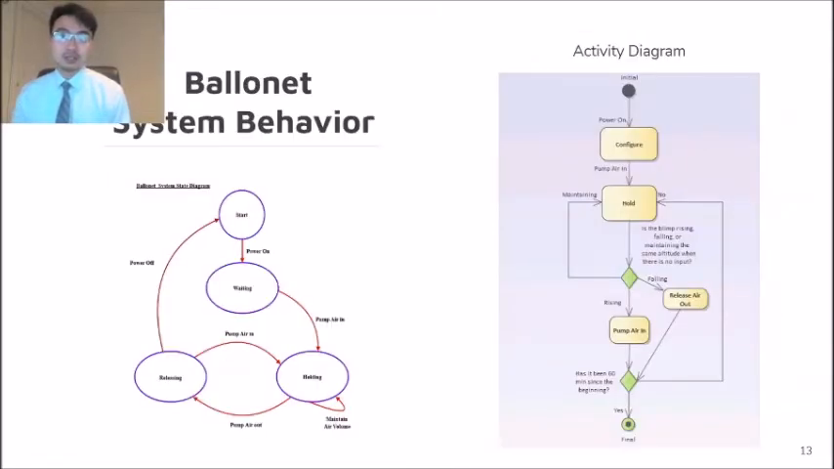On the next slide, we cover the intended behavior of our ballonet. Again, we have a state diagram on the left and an activity diagram on the right. We intend to have the ballonet keep the blimp neutrally buoyant and prevent the blimp from rising or falling due to temperature.